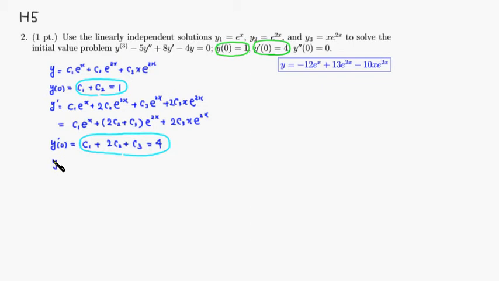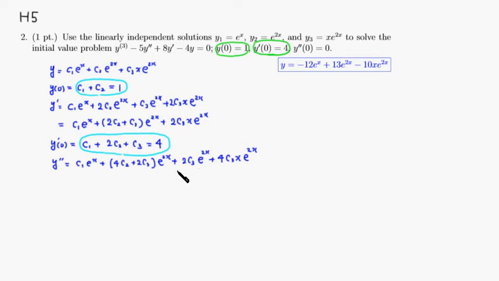So y double prime is equal to the derivative of that, which is C1 e to the x as always. The derivative of this next part is going to be, multiply by 2, so 4C2 plus 2C3 e to the 2x. The derivative of the last part is a 2C3, then multiplied by e to the 2x, plus you have 4C3x e to the 2x. Just a product rule.